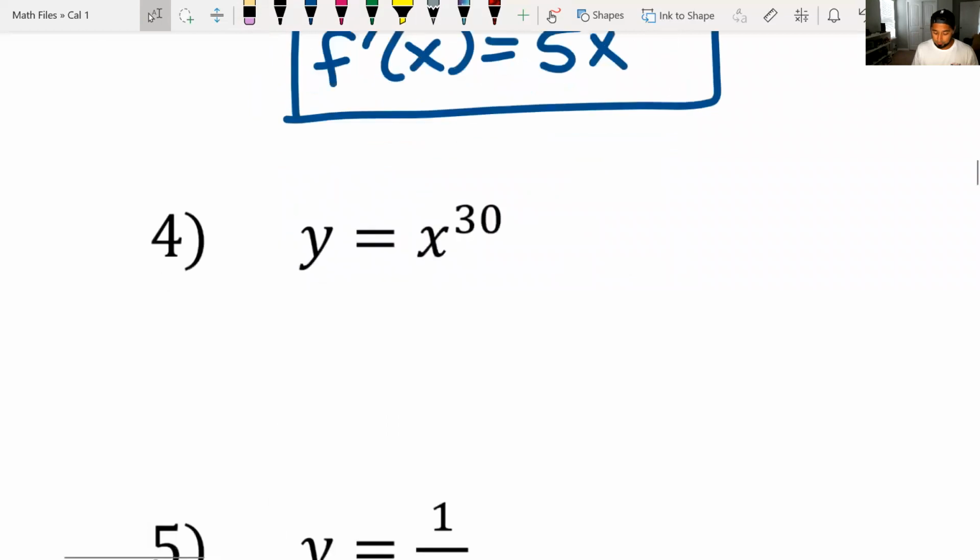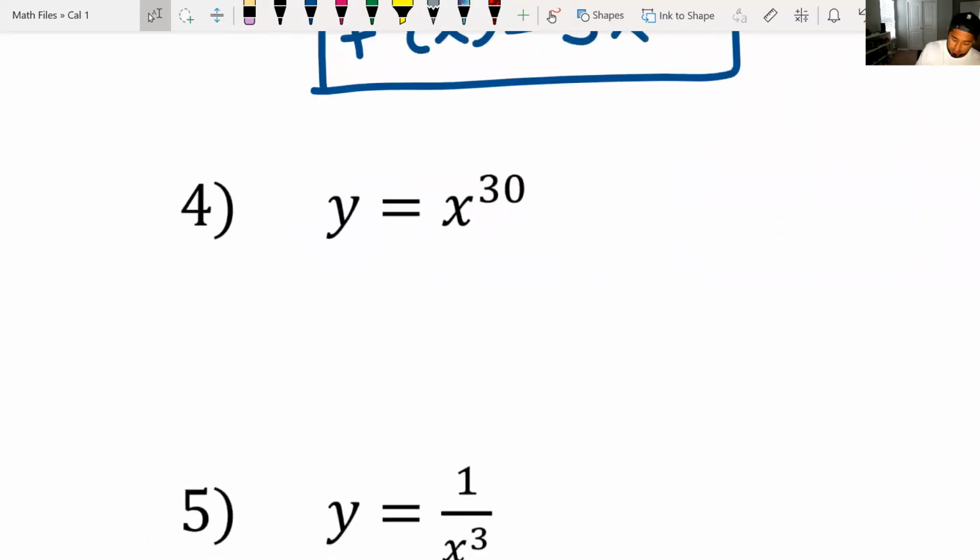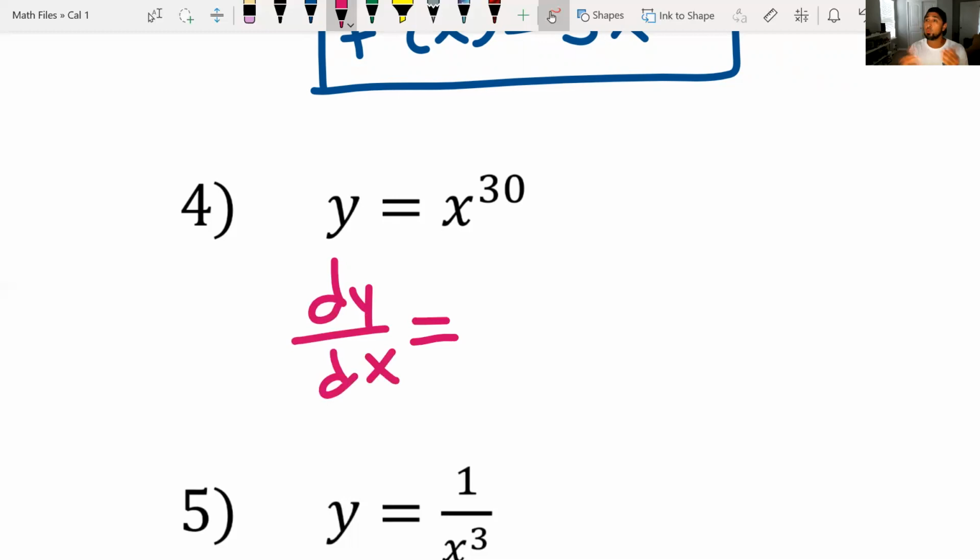Example 4, y equals x to the 30th. Like I said, let's play around with notation. The derivative we will notate as dy over dx, the derivative of y with respect to x. You get x to the 30th. The derivative of x to the 30th is 30x to the 29th. That's it.